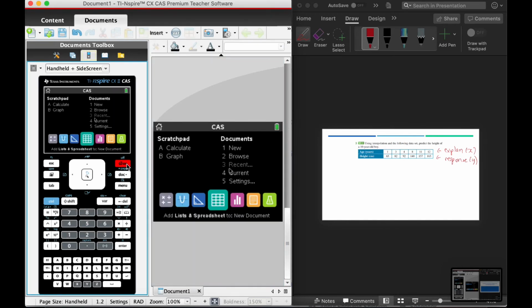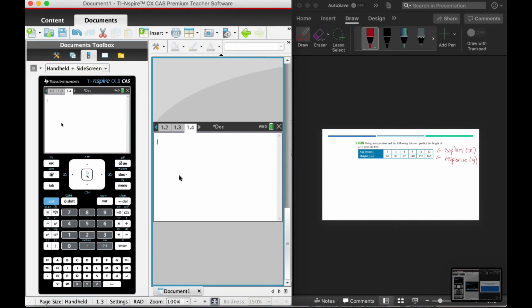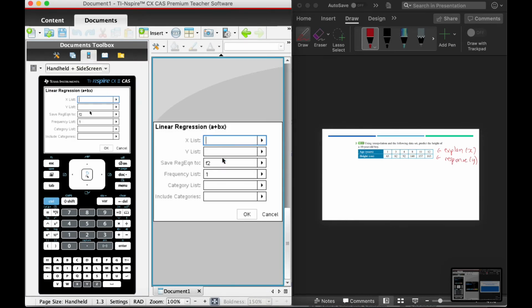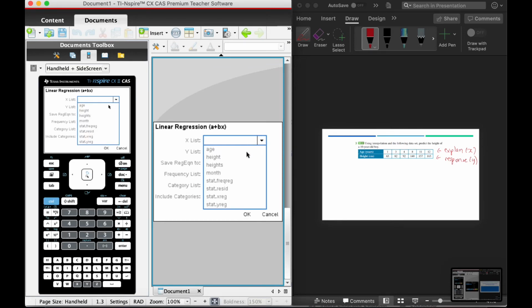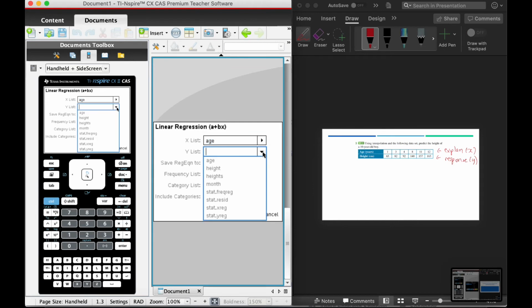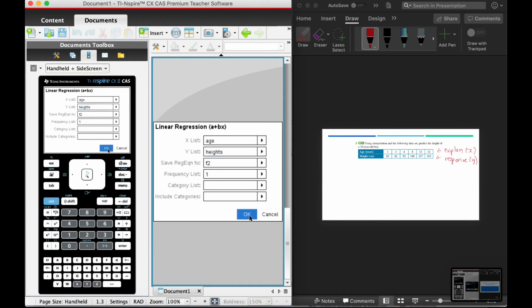I then go on to the calculator icon to find the equation for the line of best fit. So I click menu, statistics, stat calculations, linear regression line. The age is going to be the x. And remember how we plotted height in the other question. In this question I've made it different. I've said it was heights. So make sure you choose the correct one if you didn't delete the other page. And then click on OK.